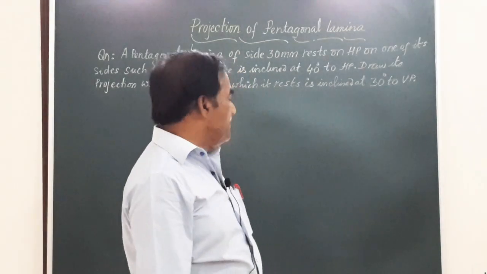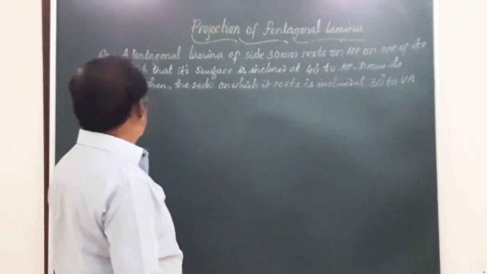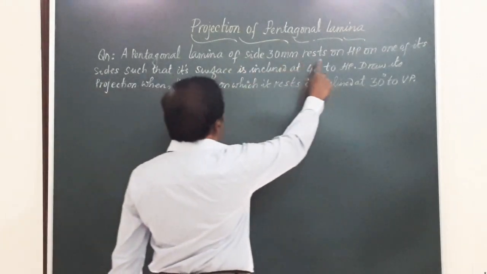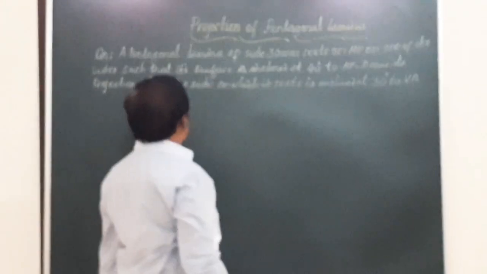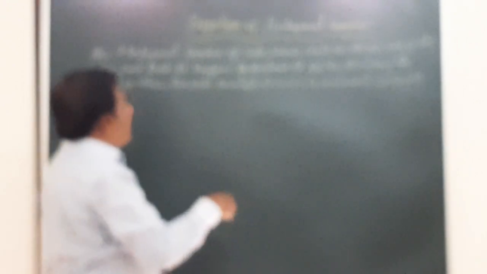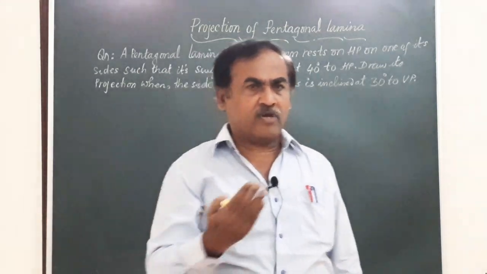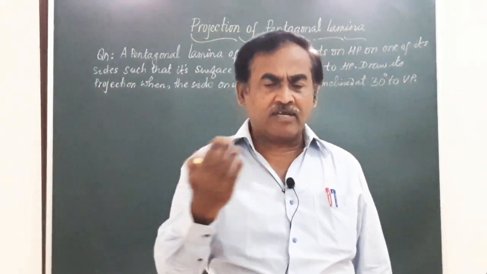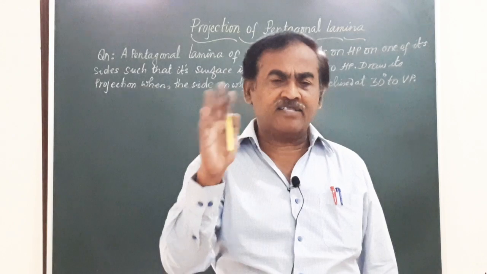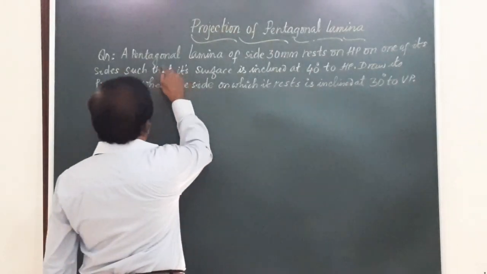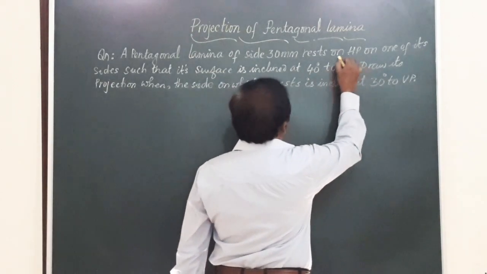Friends, here the question reads like this: a pentagonal lamina of side 30 mm rests on HP on one of its sides such that its surface is inclined at 40 degrees to HP. So, whenever you are reading the problem, you have to read step by step, line by line, understand and then start doing.